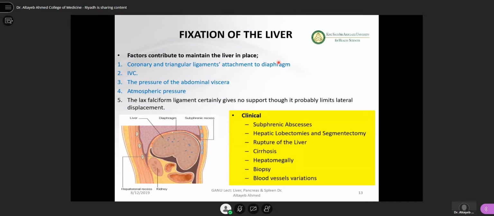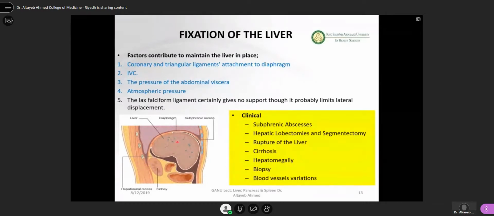We have ligaments like the coronary and triangular ligaments, the inferior vena cava, the pressure from the abdominal viscera, atmospheric pressure, and the falciform ligament. In some books it is mentioned; however, it is not that important for support. We spoke about subphrenic and subhepatic spaces in the clinical lecture.